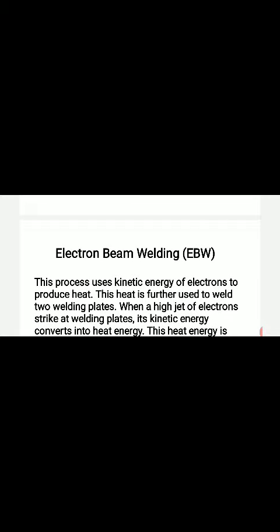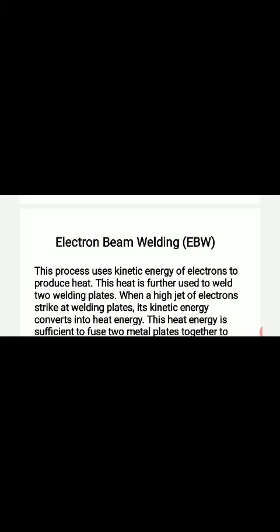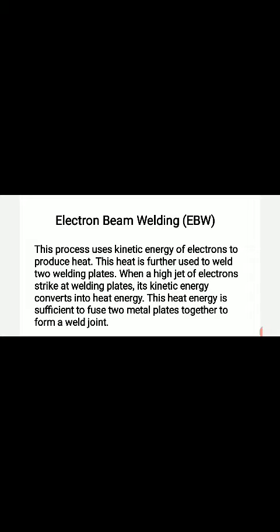Then coming to electron beam welding, this process is exactly similar to the laser welding process, but the production of the electron beam and the laser is different, while the welding process is exactly similar. The principle of electron beam welding is that this process uses the kinetic energy of electrons to produce heat. The heat is further used to weld two welding plates. When a high jet of electrons strikes the welding plates, its kinetic energy converts into heat energy. This heat energy is sufficient to fuse two metal plates together to form a weld joint.